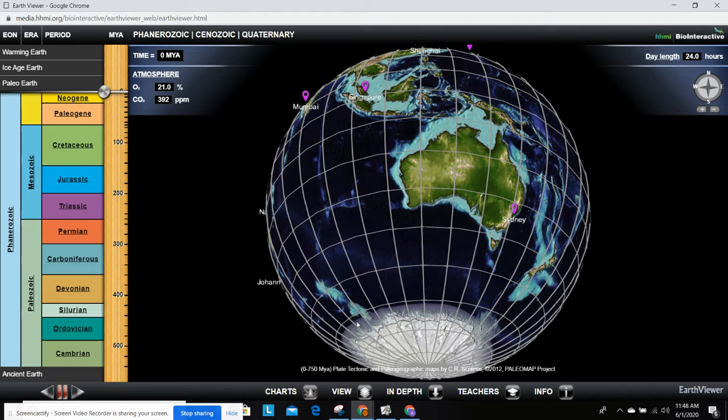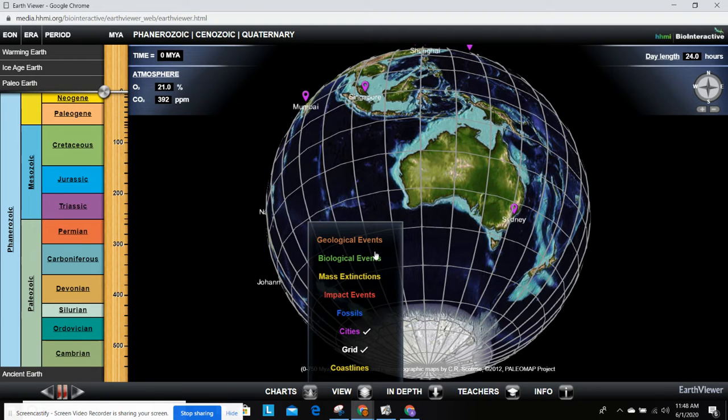Close your chart in the viewer by clicking the X. Make sure the timeline is between 0 to 540 million years ago, and then you can click on the view at the bottom of the screen to click on all these: the geological events, which are colored in orange, the biological events, which are colored in green, the mass extinctions that are colored in yellow, the impact events, the fossils, the cities, and the grid. And if you want the coastlines, you can click on that too.